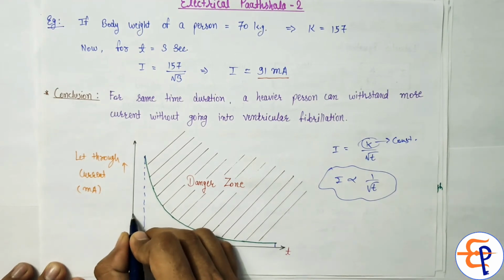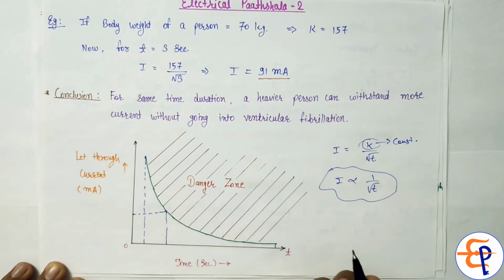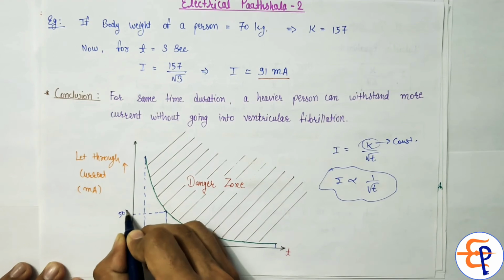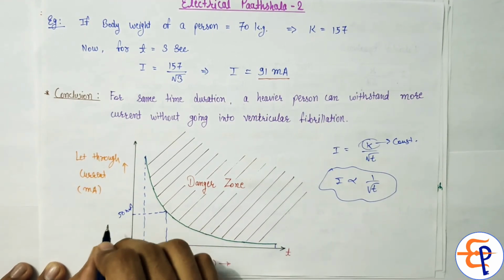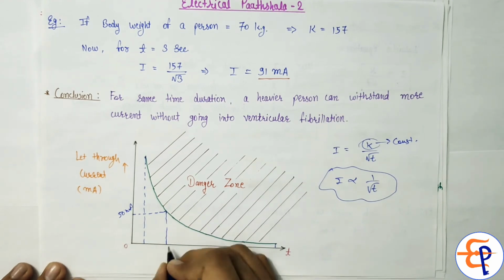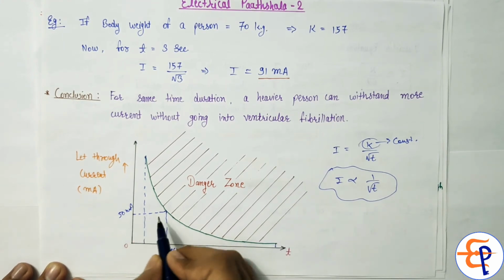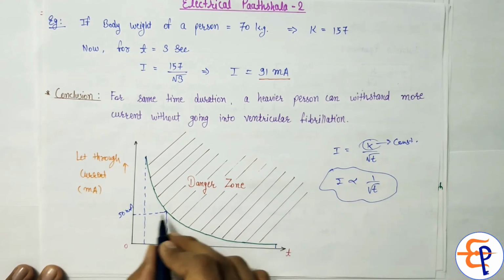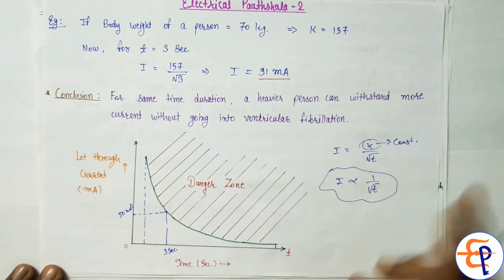Also guys, it tells us that for each amount of current, there is a specific time duration. Suppose this is 50 milliampere current, so there will be a specific time duration for this 50 milliampere current. Suppose this time duration is 3 seconds. So guys, if this 50 milliampere current is passing for 3 seconds through a person's heart, then he will not go into ventricular fibrillation, which also depends on the mass of that person.